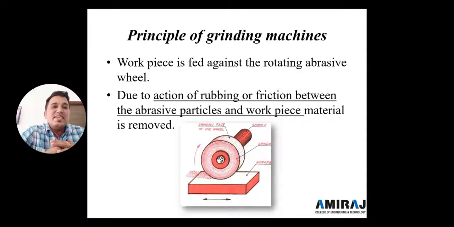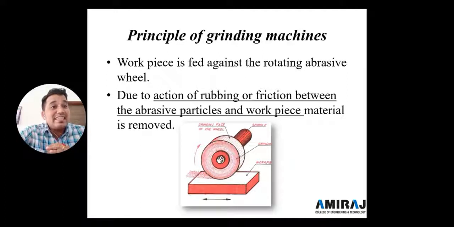The workpiece is fed against the rotating abrasive wheel. As per the figure, one abrasive wheel is there, a spindle is there, a grinder is there, and the workpiece is there. This is the horizontal rotation of the grinding wheel, and the workpiece is on the downward side, which can slide in the x direction.